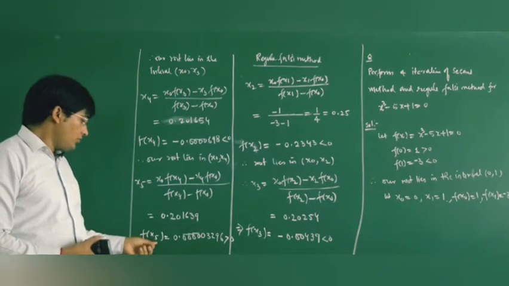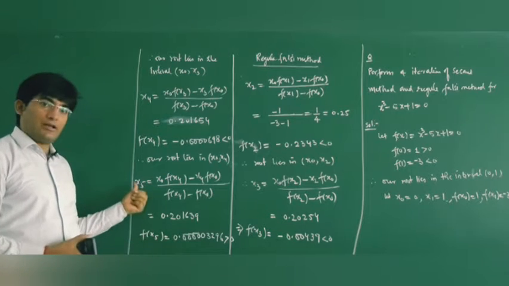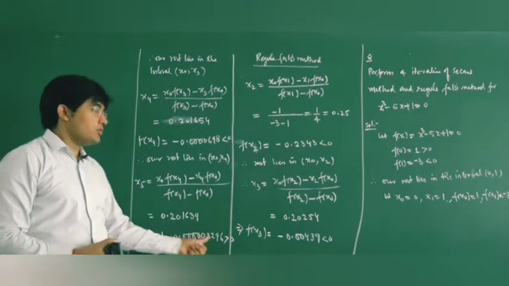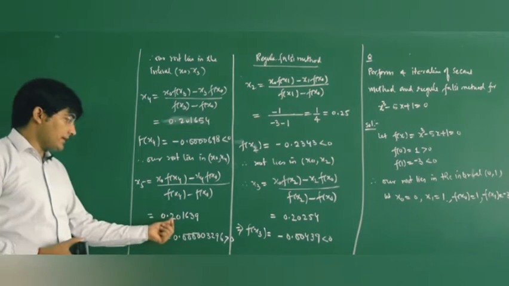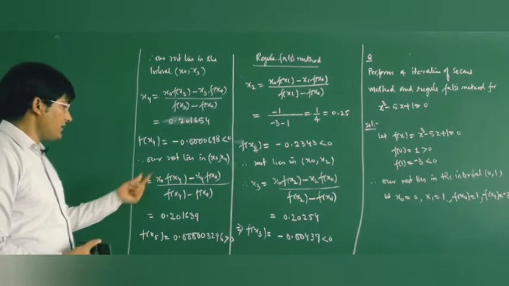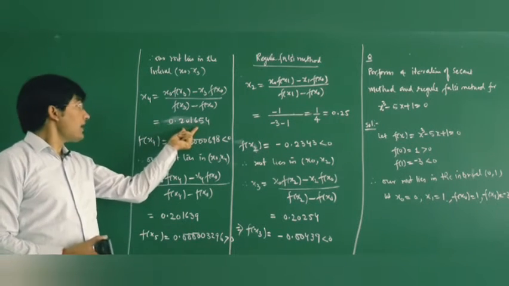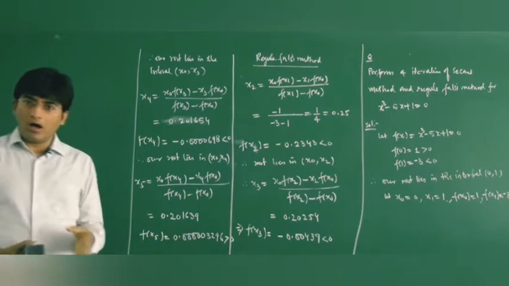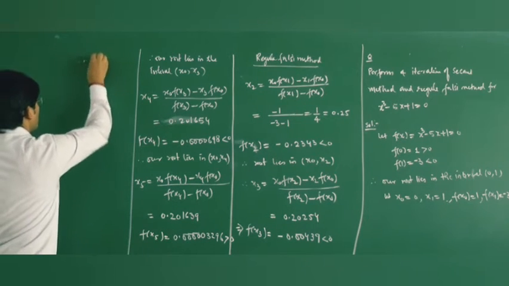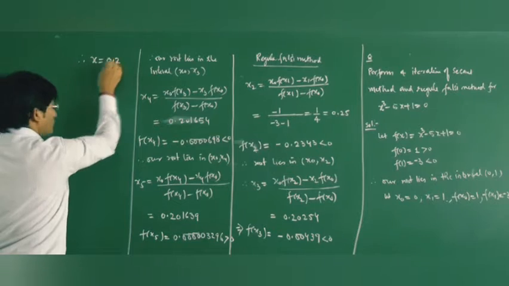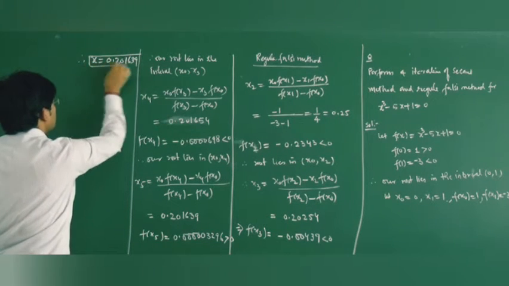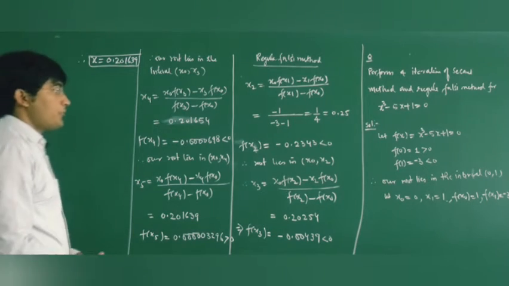As the value of the function at x5 is near to 0, so our root will be equal to 0.201639, and you can see that this root x4 and x5 are correct up to decimal 4 places. So therefore our root is equal to 0.201639. So this is your root of this problem.